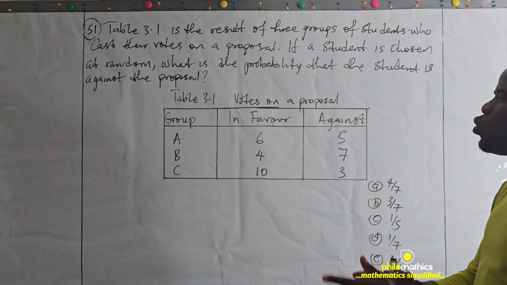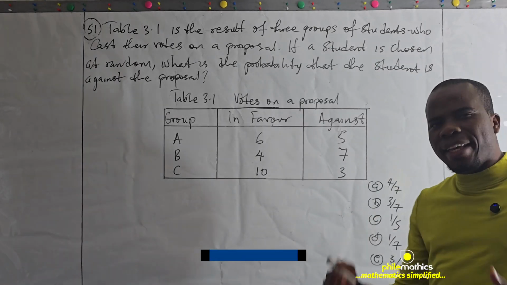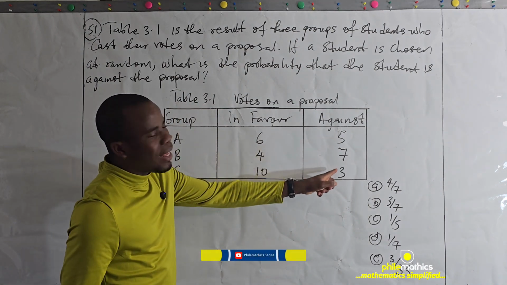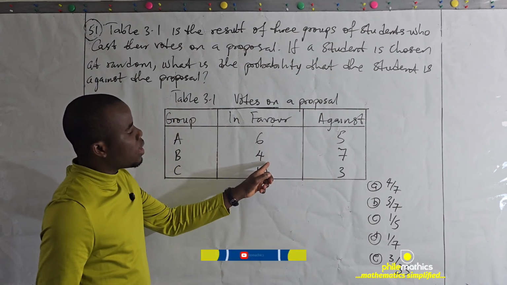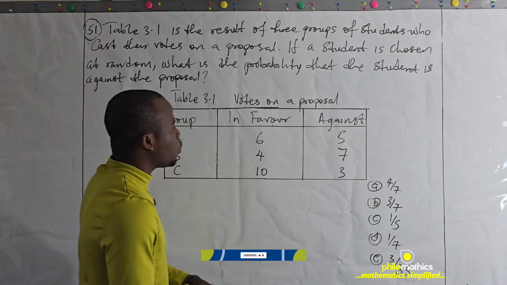Table 3.1 is the result of 3 groups of students who cast their votes on a proposal. If a student is chosen at random, what's the probability that the student is against the proposal? So these are the number of students that are against the proposal. These are the number of students that are for the proposal. So you want to know how many students are in total.